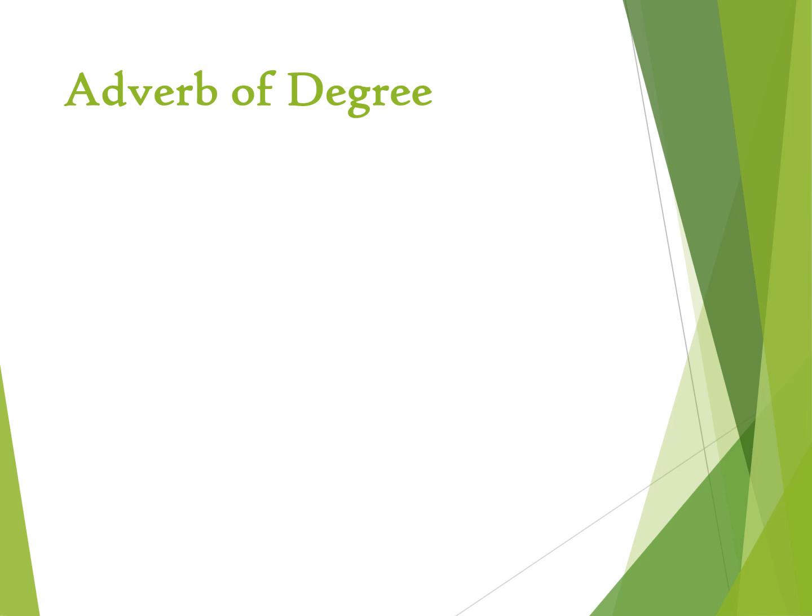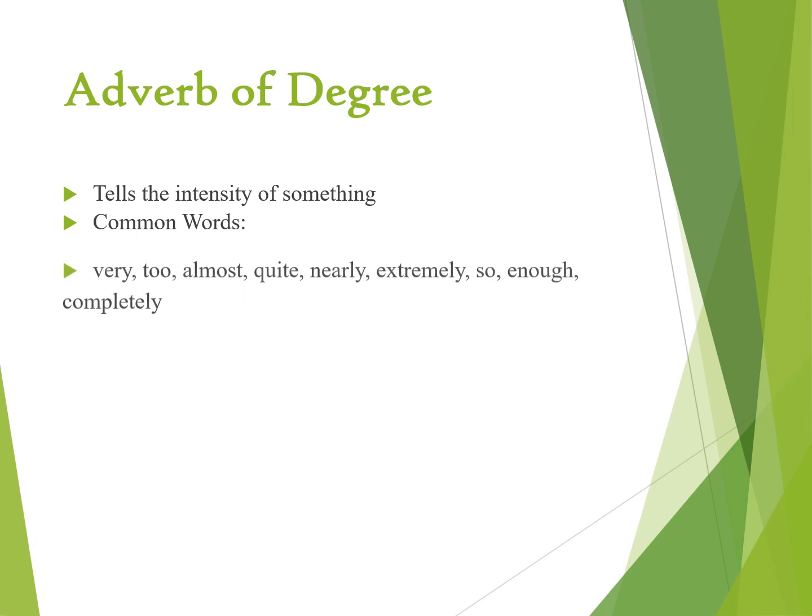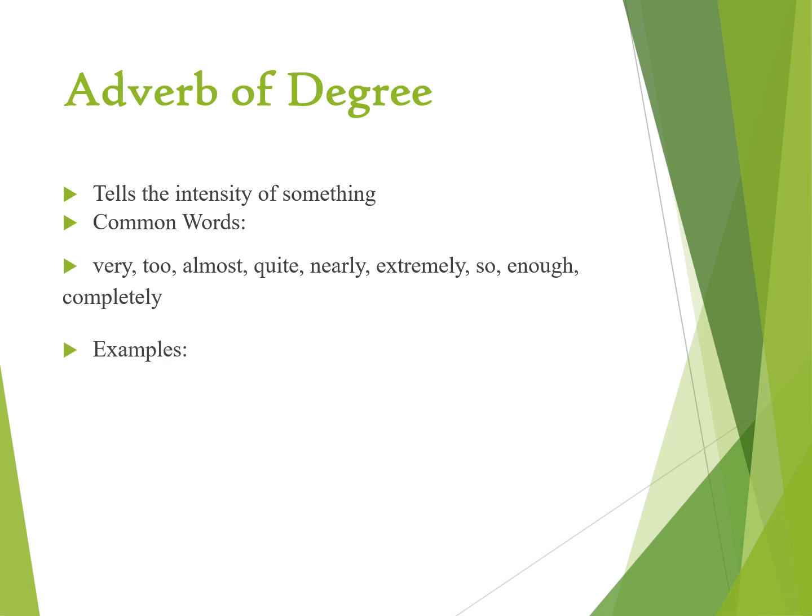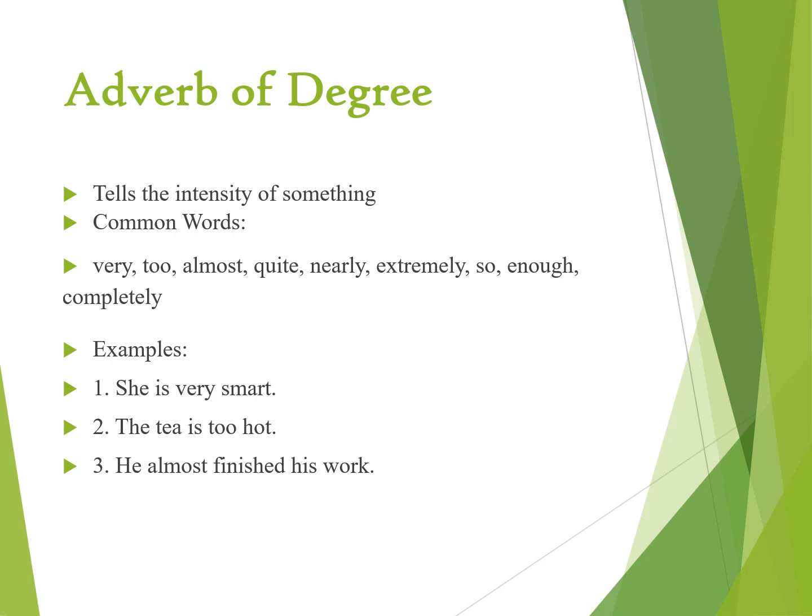Adverb of degree tells the intensity of something. Common words are very, too, almost, quite, nearly, extremely, so, enough, completely. Examples: she is very smart. The tea is too hot. He almost finished his work. So here very, too, almost, these words are adverbs of degree because they show the intensity of an action.